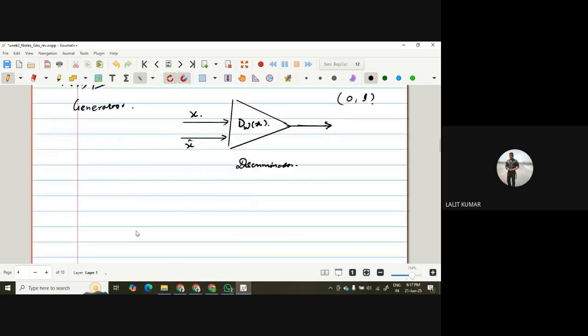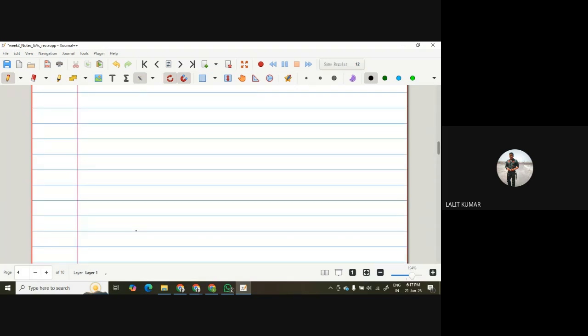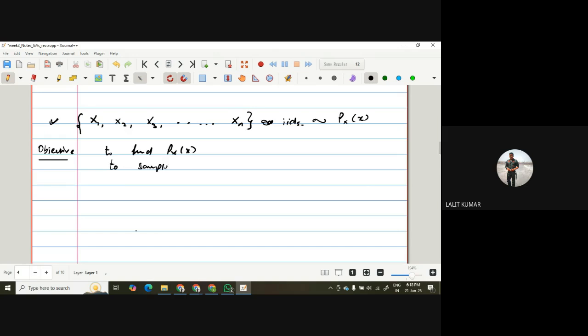No. So the idea is, okay, again I will give the intuition why we are doing this. So the thing is like this: we have got some data points x1, x2, x3, up to xn. Now we know that they are coming IID from some unknown distribution px. Now the objective is first of all to find px of x or approximate it, and then to sample from it.